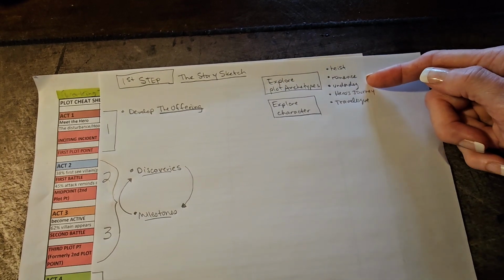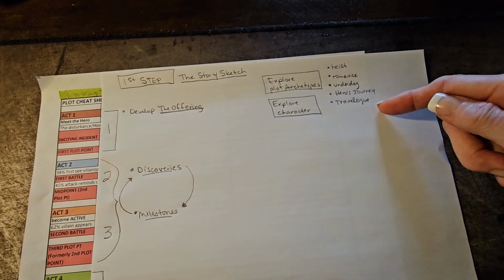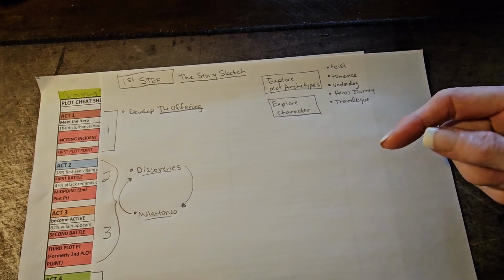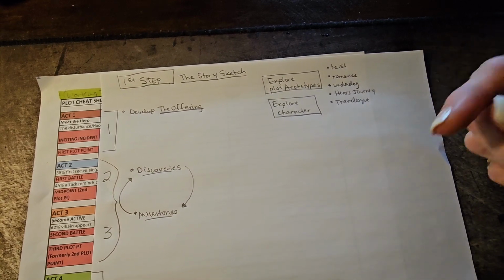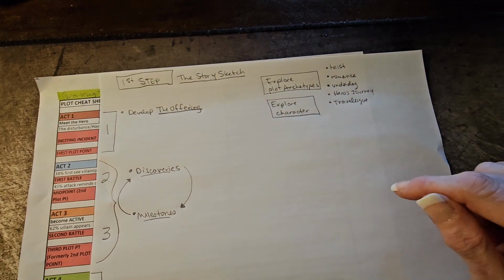Is it an underdog story? Is it a rags to riches? Is it a have-not to have? Make a decision about it. If you're writing an underdog, start working on your character development and figure out who this person is and what they need to achieve over the course of the story.